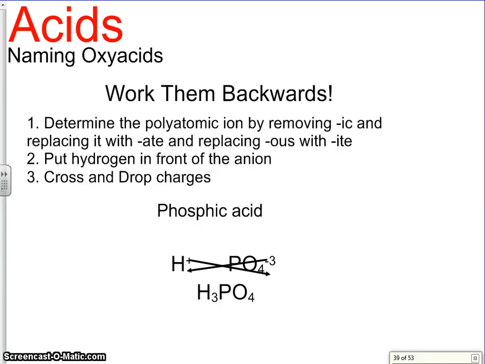Okay, let's look at working these backwards. Same thing, we look at our charges. Phosphoric acid. Notice the lack of hydro, which tells us we're looking at our polyatomic ion list, not the periodic table. It means there is oxygen. Ic tells us it came from ate. Phosphate is PO4 -3. Acid tells us hydrogen. Cross and swap, H3PO4.